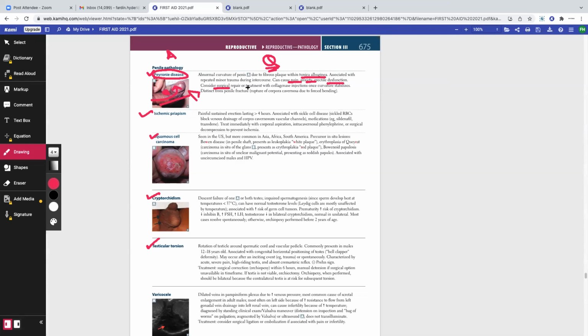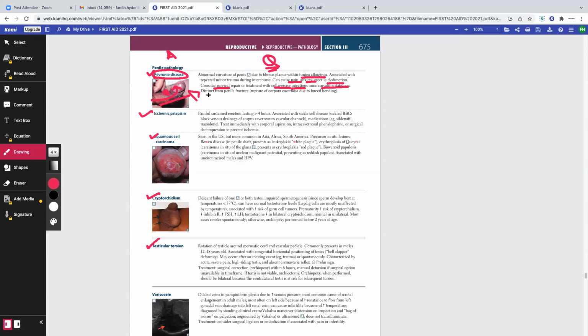We treat this with surgery, and sometimes if the patients do not want to go for surgical procedures, we can give substances that will break down the fibrous plaque. For example, we can give collagenase. We give intrapenile collagenase injections. These injections break down the fibrous plaque, and patients can be cured of their curvature, as simple as that.